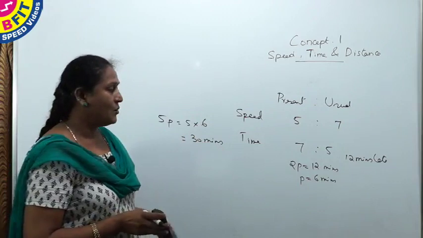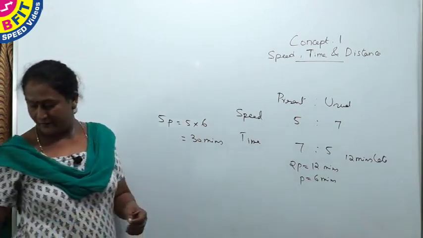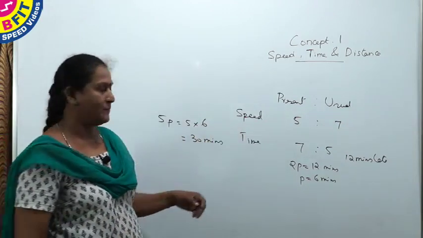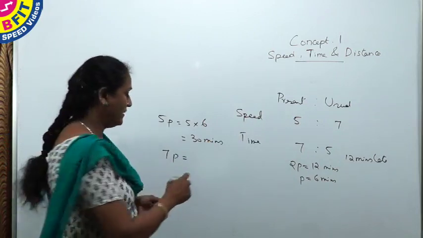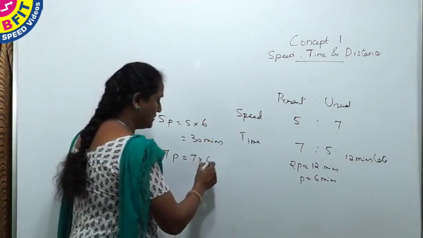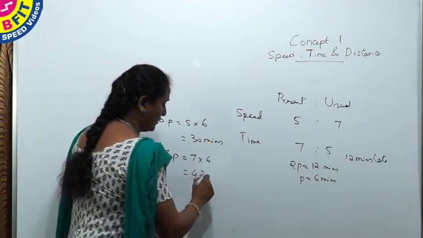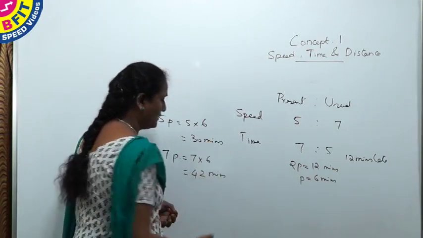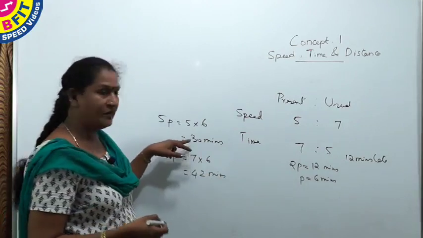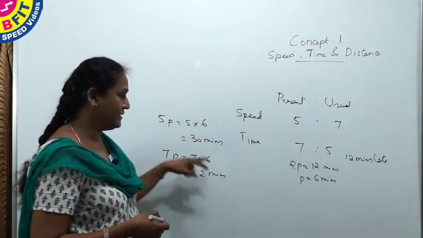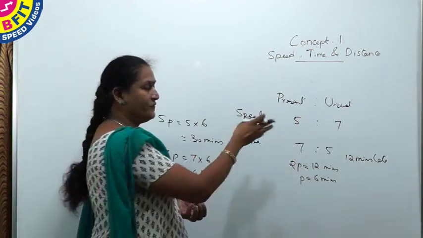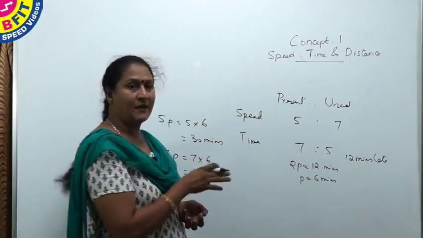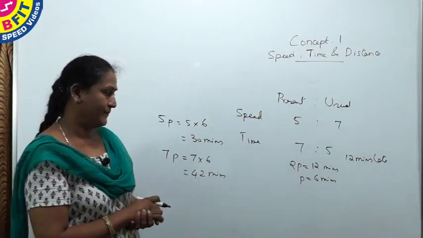Suppose they ask what the present time taken is, then we need 7 parts. So 7 parts will be 7 into 6, 42 minutes. When you check here, the difference between the usual time and the present time is 12 minutes. So we have got the usual time using this variation concept: speed and time vary inversely.